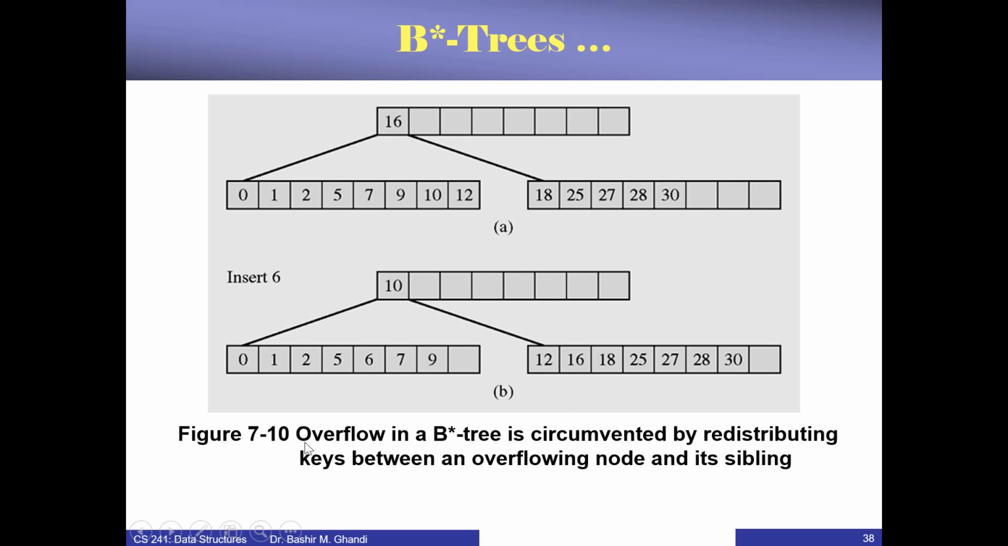So this example shows how overflow in B star tree is circumvented or avoided by redistributing keys between an overflowing node and its sibling. This node is going to overflow if we insert 6. So we say, okay, before we attempt splitting it, can we redistribute the keys since this has more room? So we take 2 more keys there, and that leaves us with 2 rooms here, and then we can do the insertion successfully, leaving 1 more room for each of the 2 siblings. This is the idea.